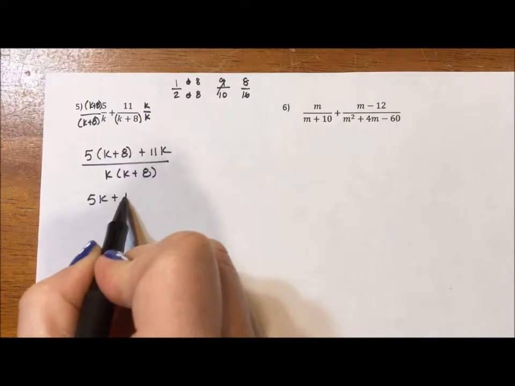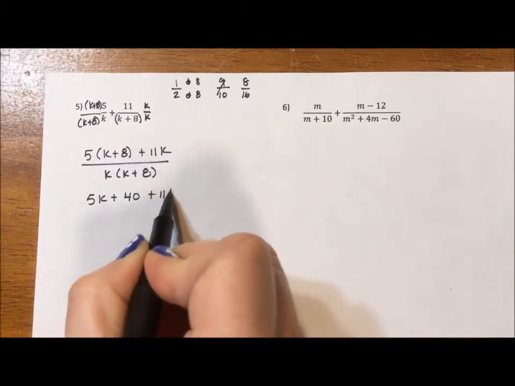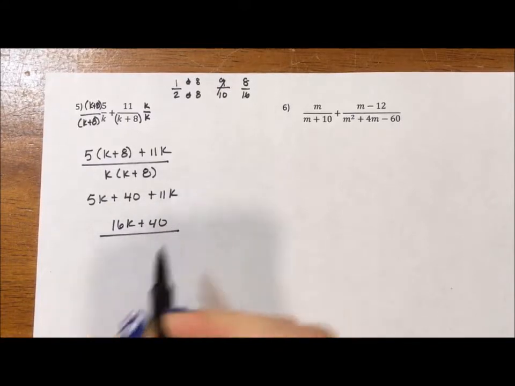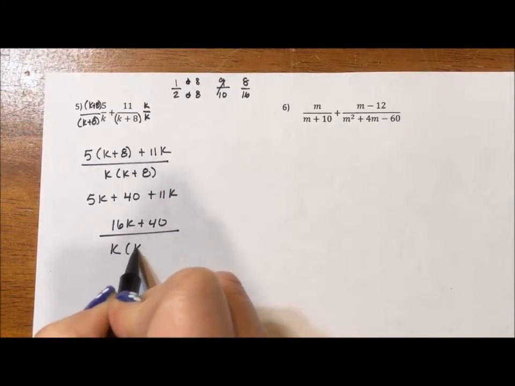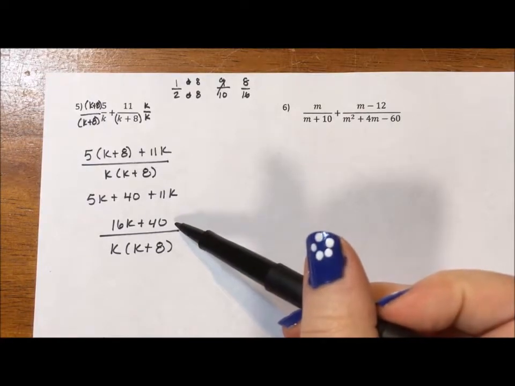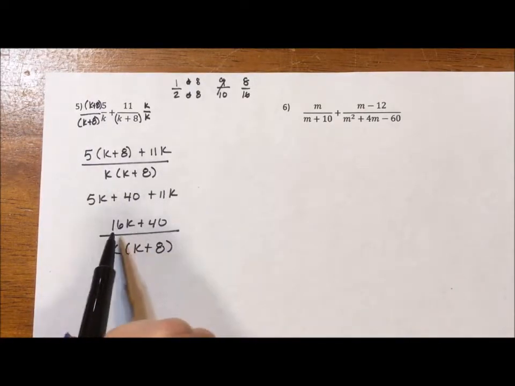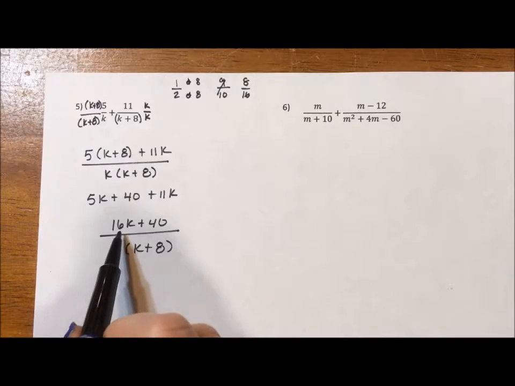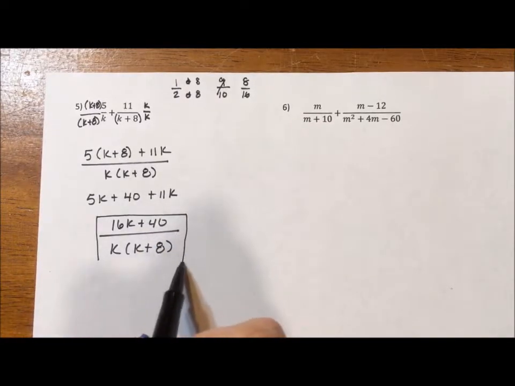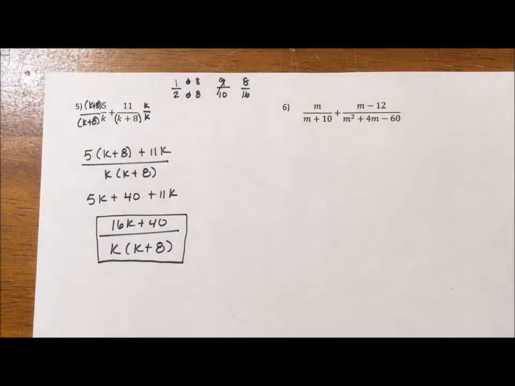5k plus 40 plus 11k is 16k plus 40 all over k plus 8. Now, I really should factor the numerator to double check, but if I take an 8 out, which is the largest number I can, I have a 2k plus 5. I can visually tell that this fraction won't be reducible any further. If you don't believe it, factor out that 8, double check.